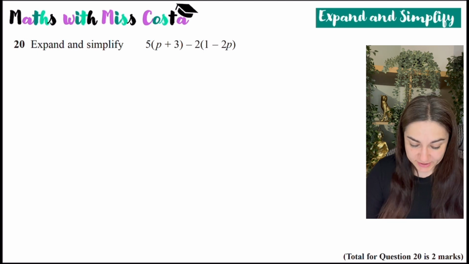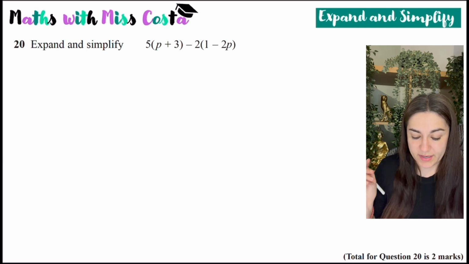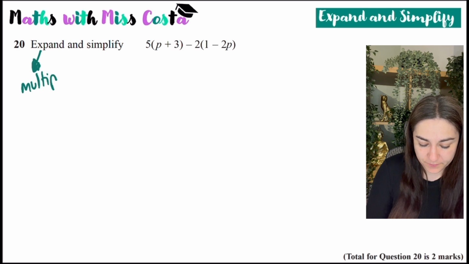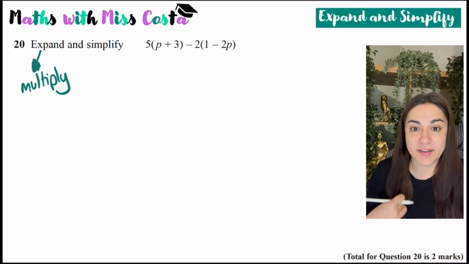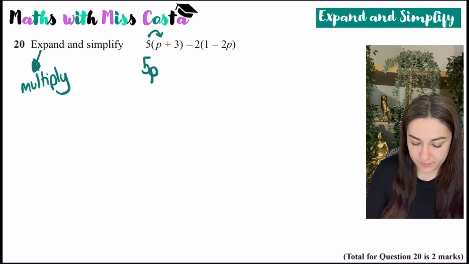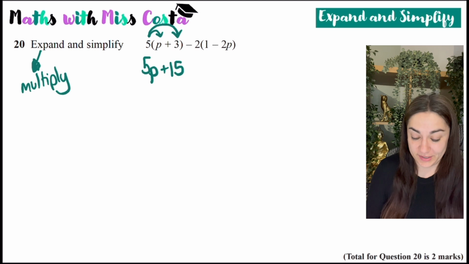Okay, next question is an expand and simplify. So when I'm expanding brackets, expand means multiply out, and simplify is what we're going to do when we've expanded both brackets. So it's a single bracket, so I can put a dot above here. I'm doing 5 multiplied by p, which is 5p, and then I do 5 times 3, which is 15. So doing the arrows just helps to remember what you need to do.